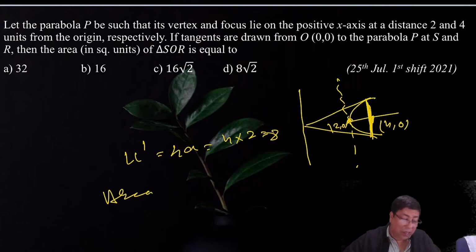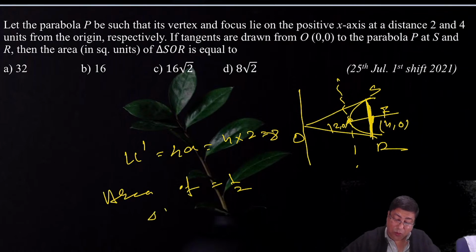Therefore area of SOR, this is O, this is S, this is R. The area of SOR is half base into altitude. Suppose the focus is F, then half OF into RS. So the area of SOR equals half into 2a into 8, and this comes to be 8 into 2, that is 16.